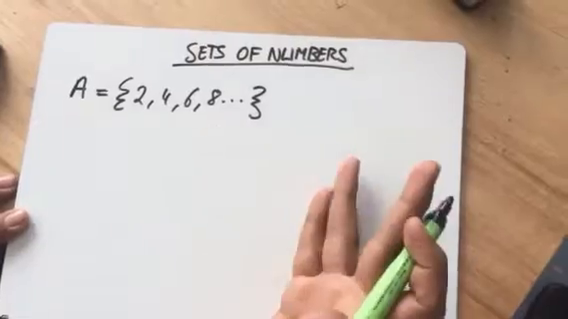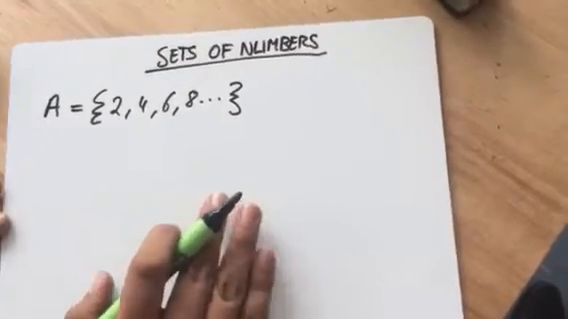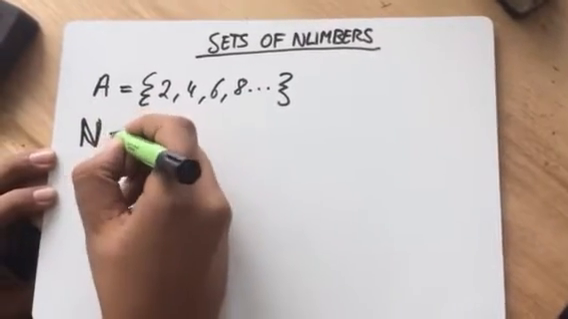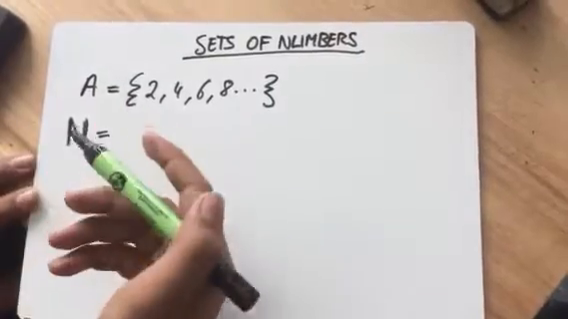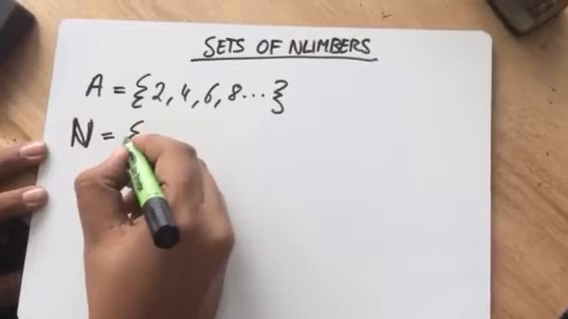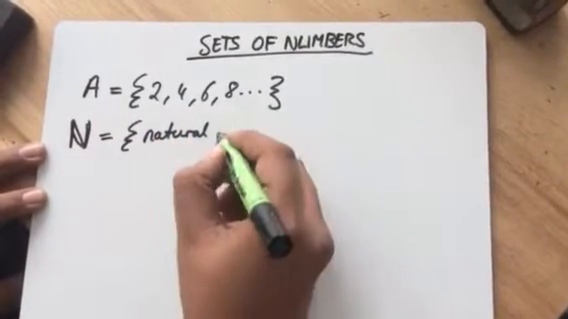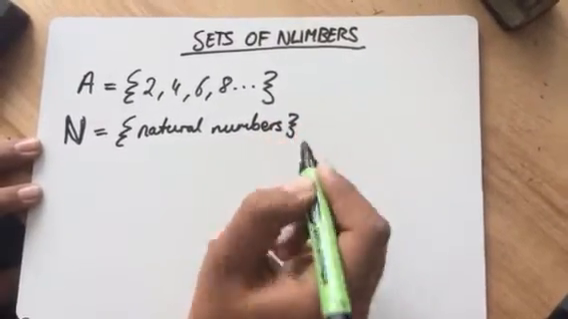But these aren't the only numbers in maths, of course. All the numbers in maths can be placed into different sets. The first set you're likely to come across is the set of natural numbers. This is represented with a double-lined N because they wanted to differentiate it from a regular N. This is the set of counting numbers, or natural numbers is the official term.